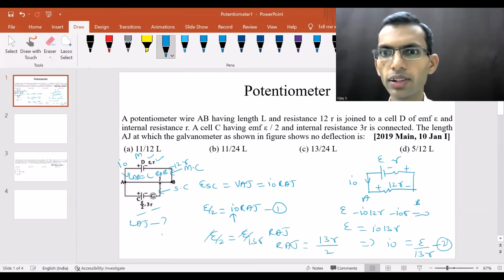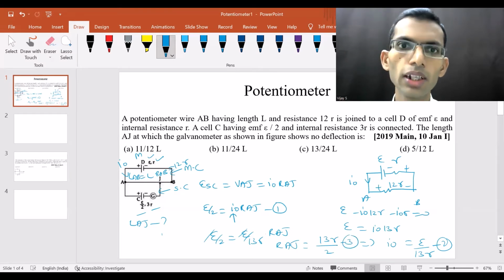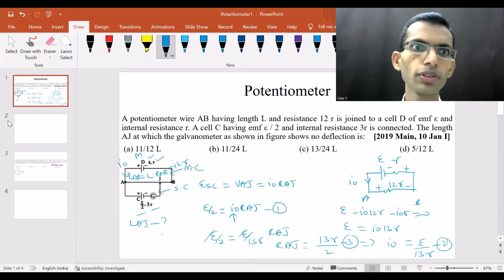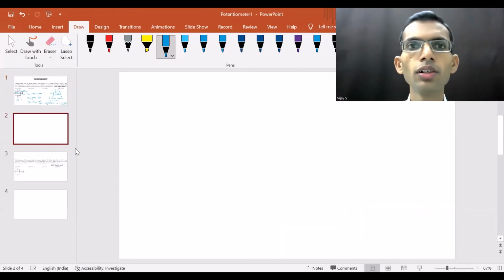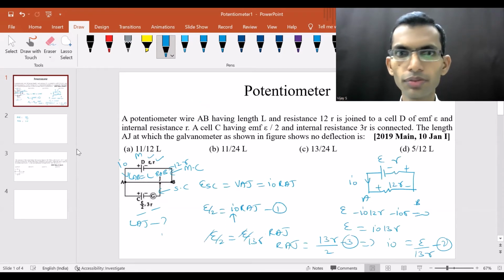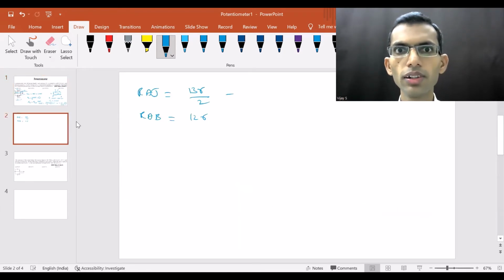Let me take it as equation 3. He also gave RAB as 12R, so that is known. Let us take these two into the next slide. RAJ is equal to 13R by 2, and RAB is equal to 12R. This we already took as equation 3, and let us take this one as 4.